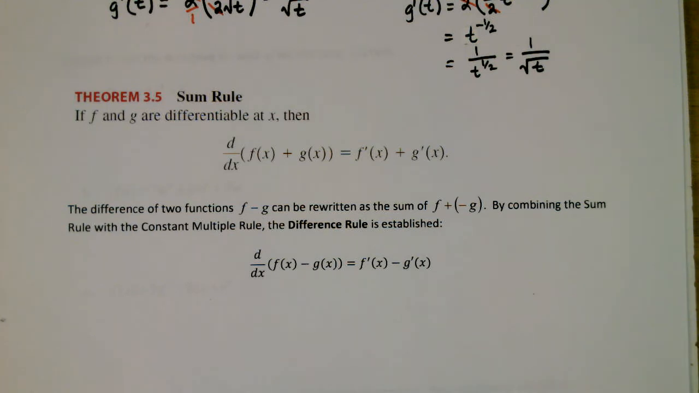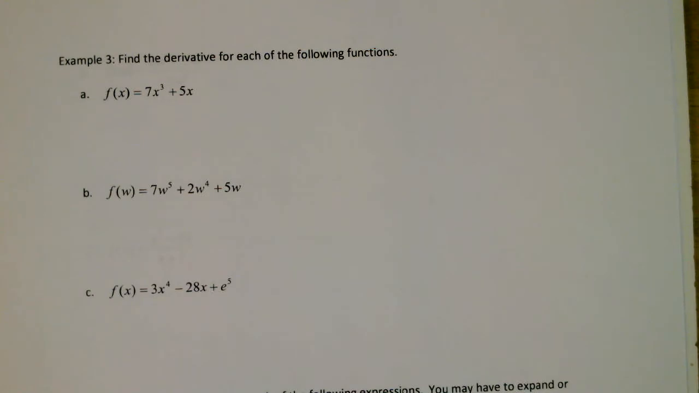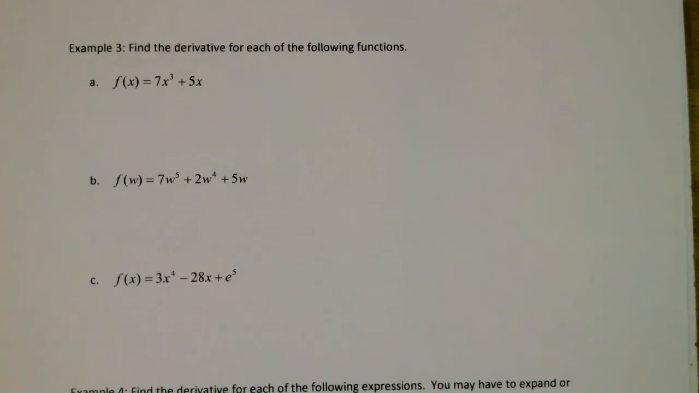Okay. Now let's look at some examples of this. Starting with part A of example 3. We want to find the derivative for each of the following functions. And I'm just going to go ahead and do each one of these derivatives here. Let's say we got f of x is equal to 7x cubed plus 5x. And we want to find out what f prime of x is.